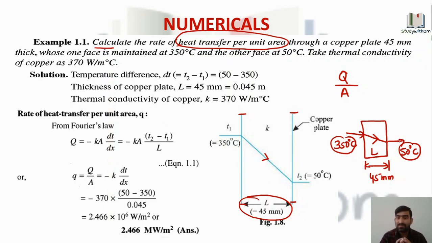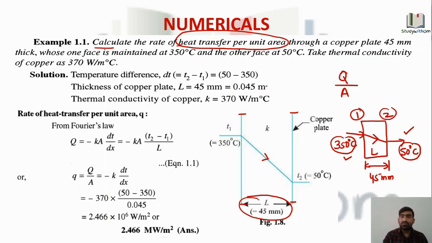We have already seen in conduction heat transfer, and in the heat transfer concept in general, that if two walls are maintained at different temperatures, then heat transfer will occur from the higher temperature towards the lower temperature. So there should be a temperature difference for heat transfer from one zone to another. Suppose this zone is maintained at 350 degrees Celsius and this one at 50 degrees Celsius. So we can conclude that there is a 300 degrees Celsius difference. So heat transfer will take place from 1 to 2, right?